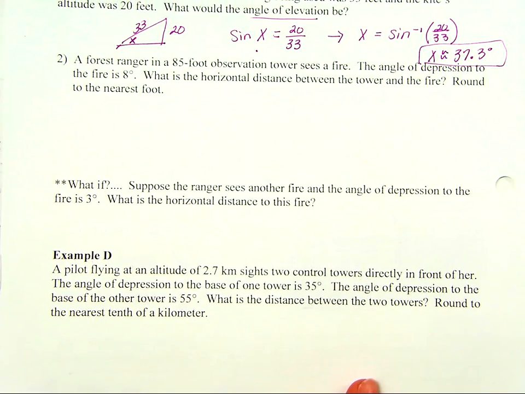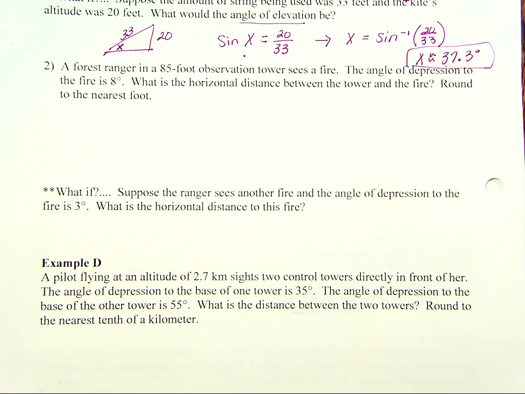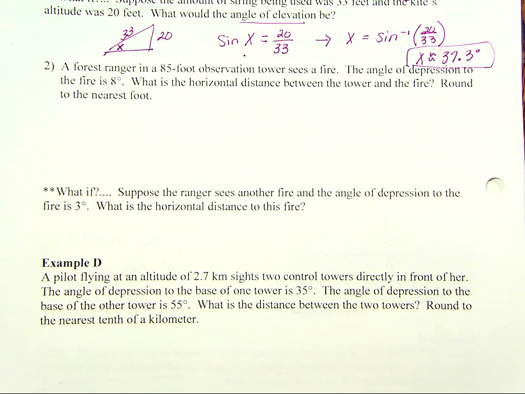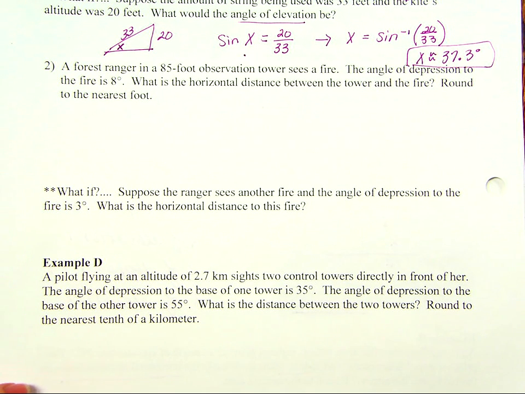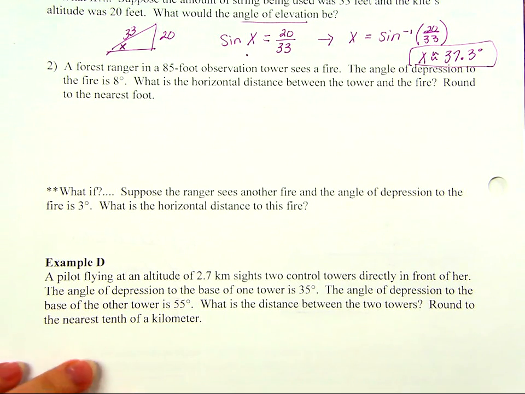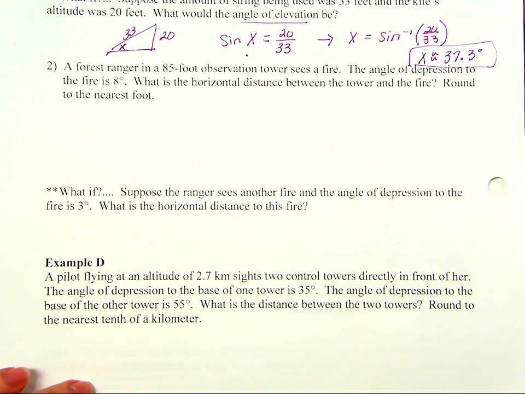Okay, question 2. Question 2 says a forest ranger in an 85-foot observation tower sees a fire. The angle of depression to the fire is 8 degrees. What is the horizontal distance between the tower and the fire? Round to the nearest foot. So again, this one is going to be similar. I'm going to process a little bit and sketch my picture.